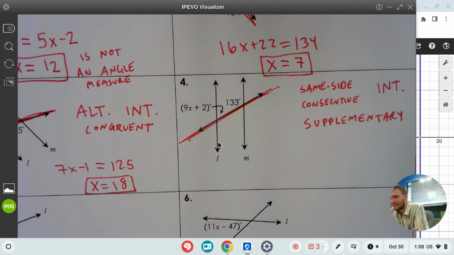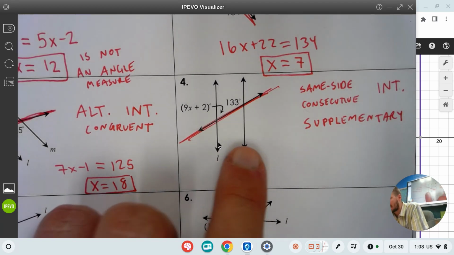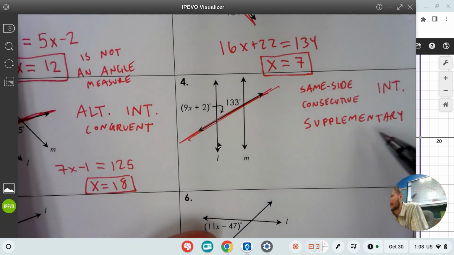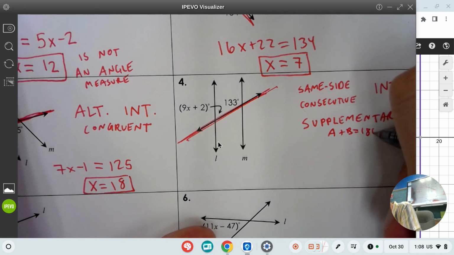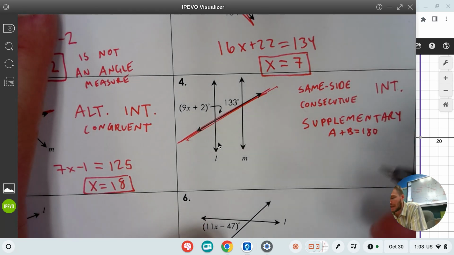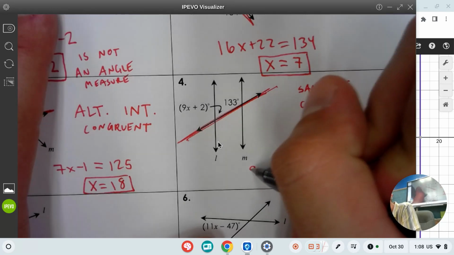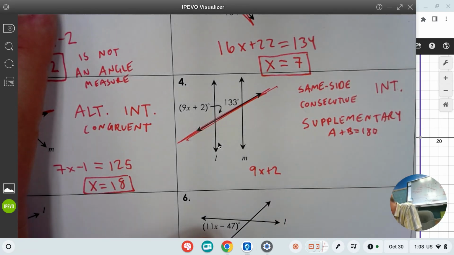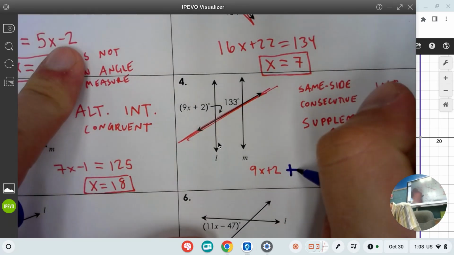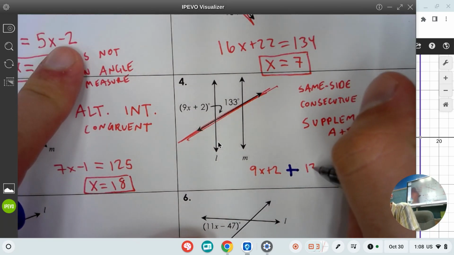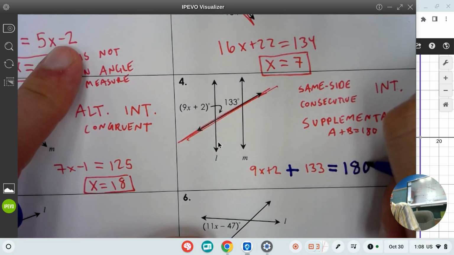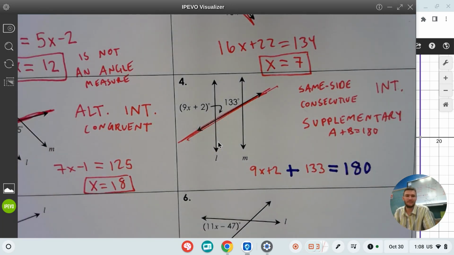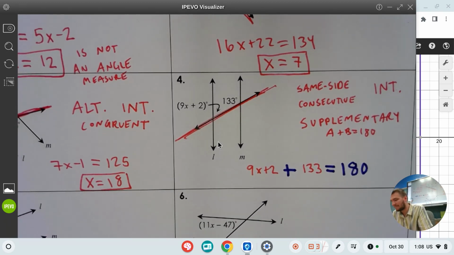Exactly, right? And this is very, very easy kind of base level stuff. What does supplementary mean? Supplementary means A plus B equals 180. So what's our formula going to look like? A plus B equals 180. We're going to have 9x plus 2 plus the 133 equals 180. Because that's what supplementary means. It means you add them up and they equal 180.